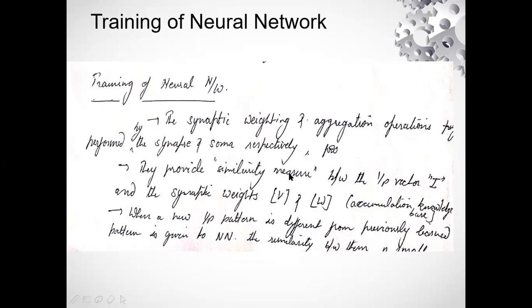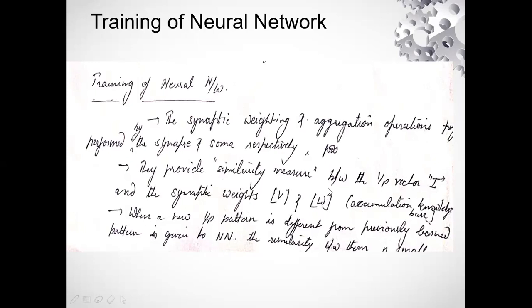Now they provide a similarity measure between the input vector I and the synaptic weights V and W. I already told you what V is. V is the synaptic link or synaptic weight between the input layer neuron and the hidden layer neuron. And W is the link or synaptic weight defined between the hidden layer neuron and the output layer neuron. Together, V and W are called the accumulated knowledge base.